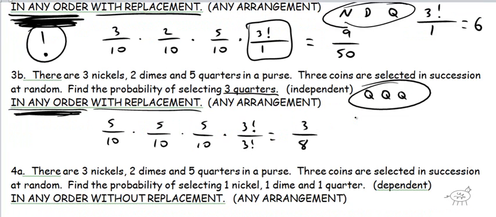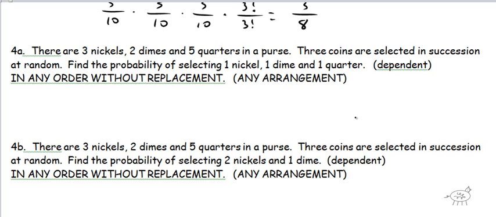Okay? All right, let's move on to number 4. Now it's kind of similar, except it's in any order. So we're going to use factorial. In any order, we're going to use factorial. Okay, very important. But this one's without replacement. And actually, this is the most common type of problem that you have out there.